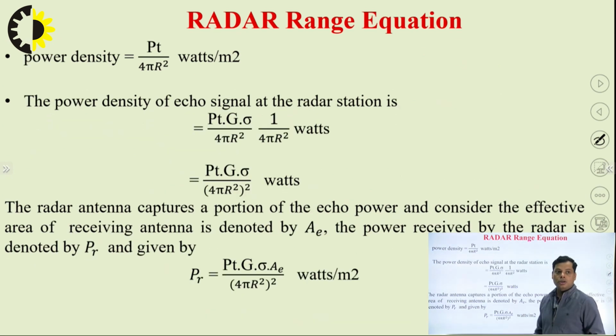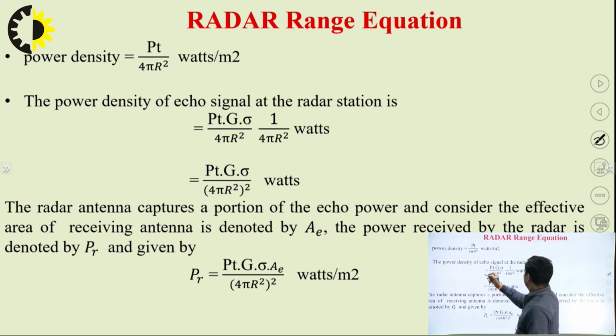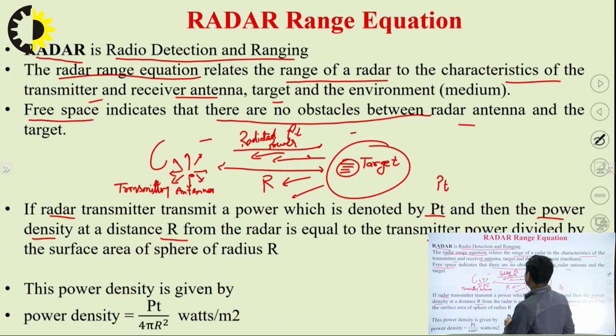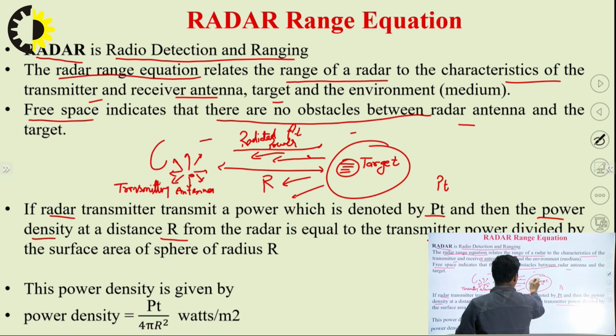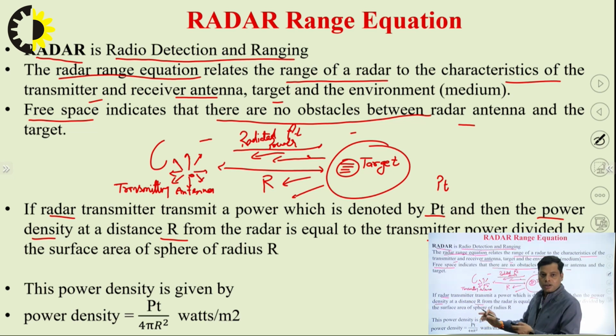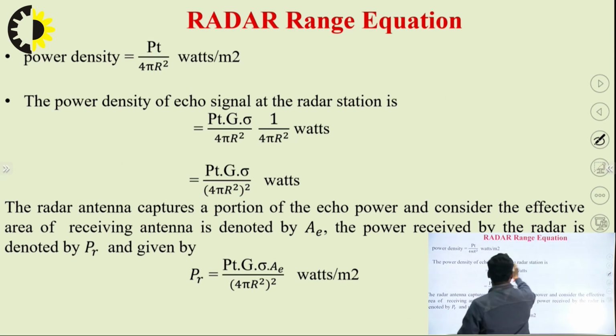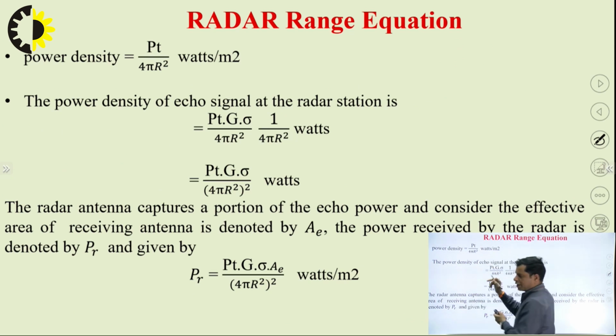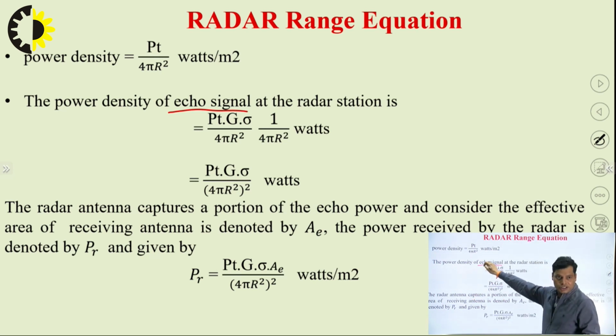Okay, so again, what will be the power density at the radar station? The same power goes back in this direction, PT into G upon 4 pi R square, and it is reflected back towards the transmitter or receiver section at the radar, covering the same distance. This power density of the echo signal, the reflected signal, is what gives the presence of some target.